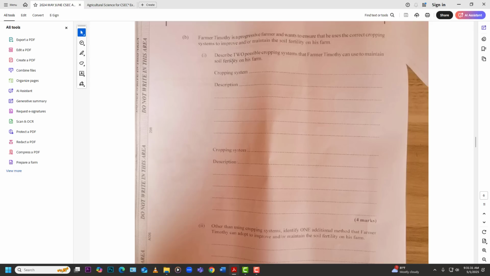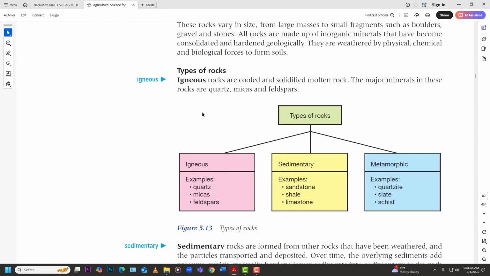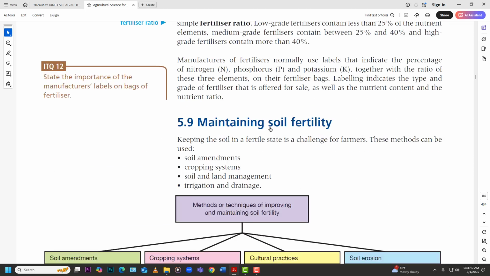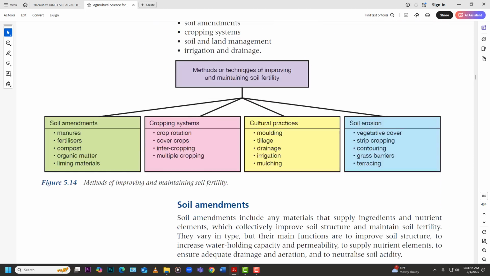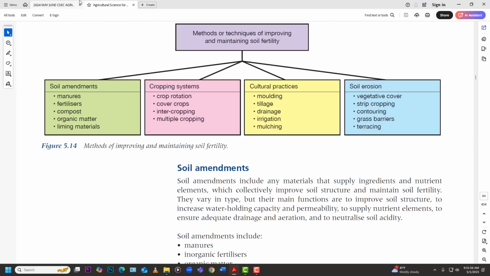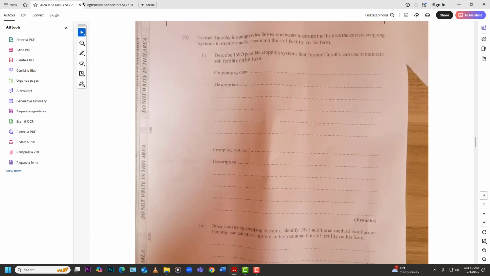Describe 2 possible cropping systems that farmer Timothy can use to maintain soil fertility on his farm. Again, our handy dandy trusty textbook has the answers for us. If you scroll down, look at this. Methods or techniques of improving and maintaining soil fertility. Then they have cropping systems. You have crop rotation, cover crops, intercropping, multi-cropping. So all you have to do now is explain how much they ask for again. Explain 2 of them. Right?